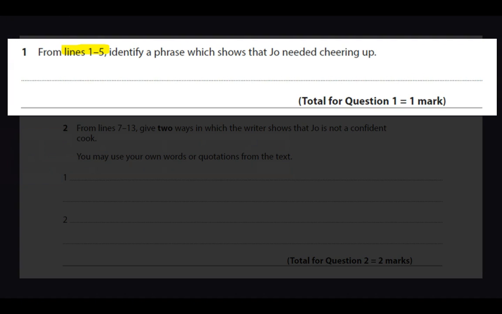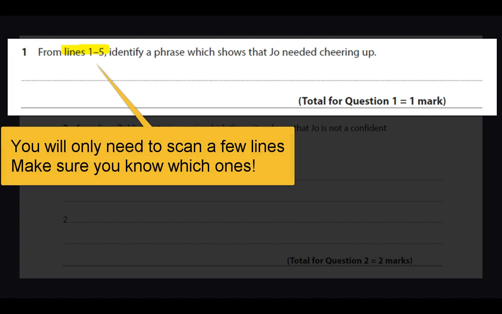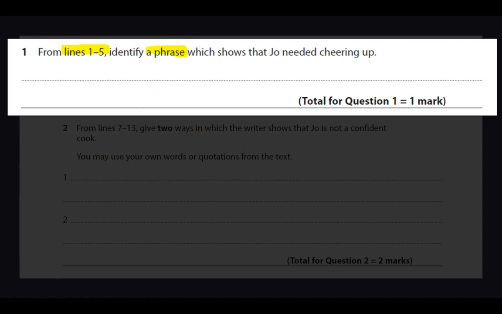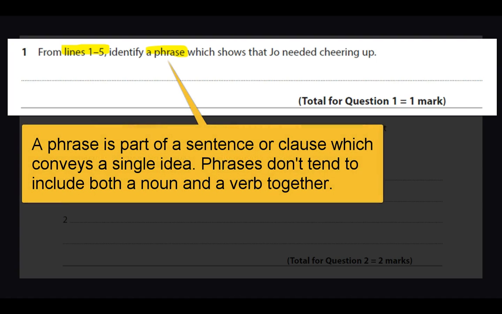So let's focus on question 1. Question 1 is asking us to look at lines 1 to 5, so we are only looking at 5 lines of a much longer text. We're being asked to identify a phrase in this instance. You could be asked to identify a word, a sentence or a phrase.